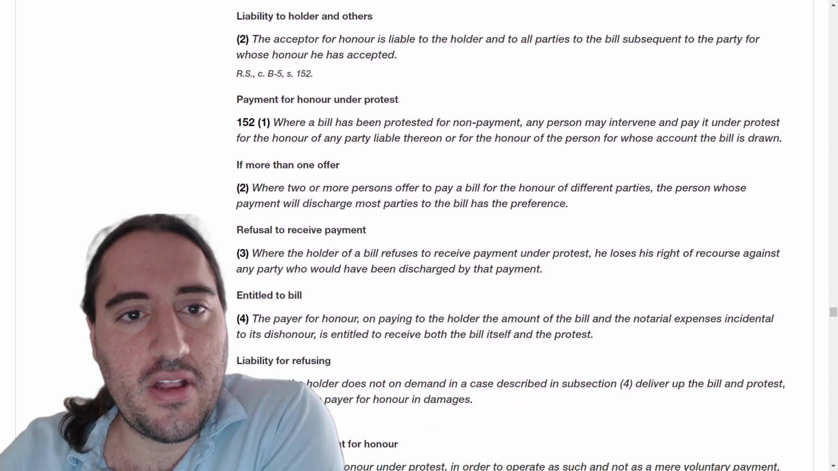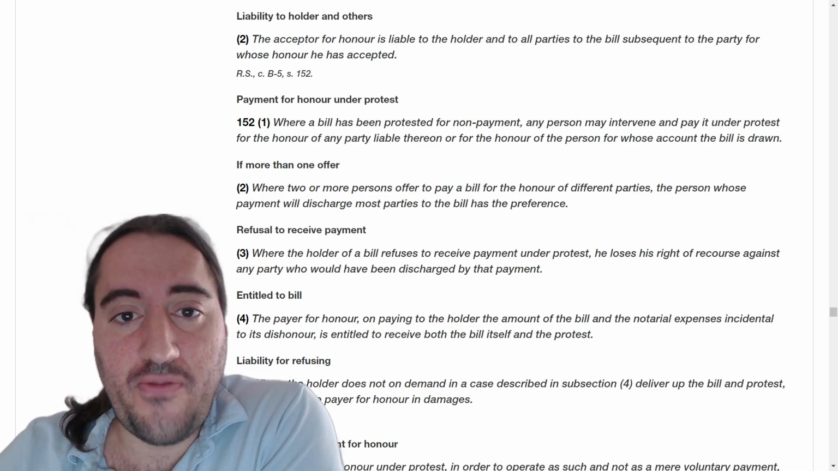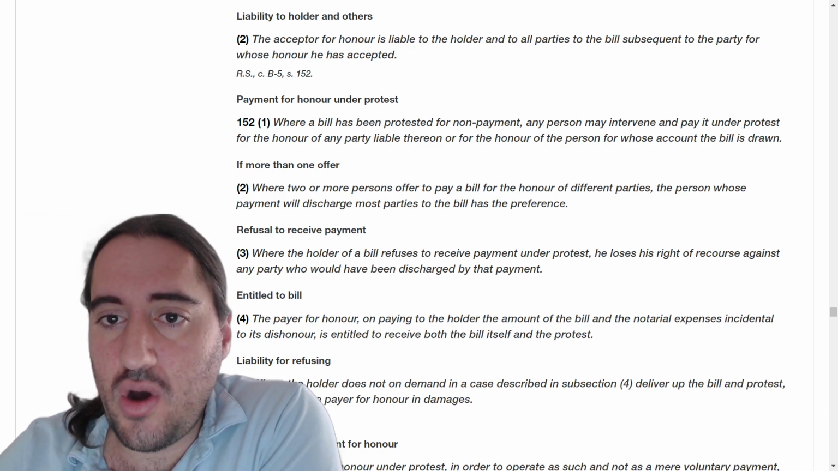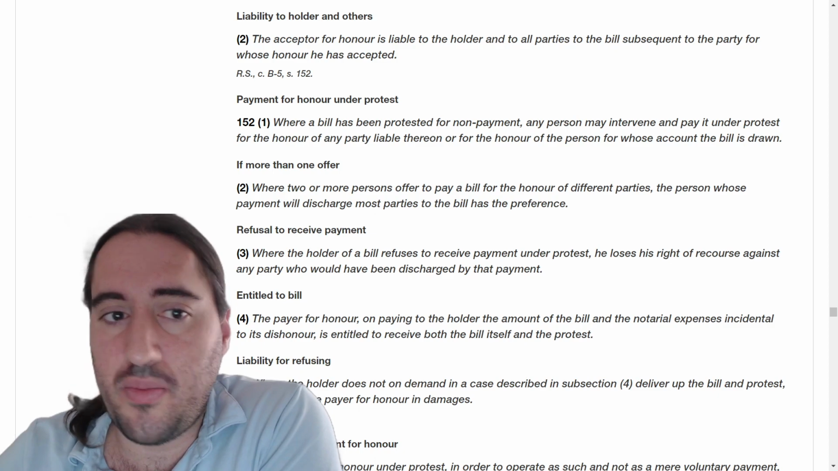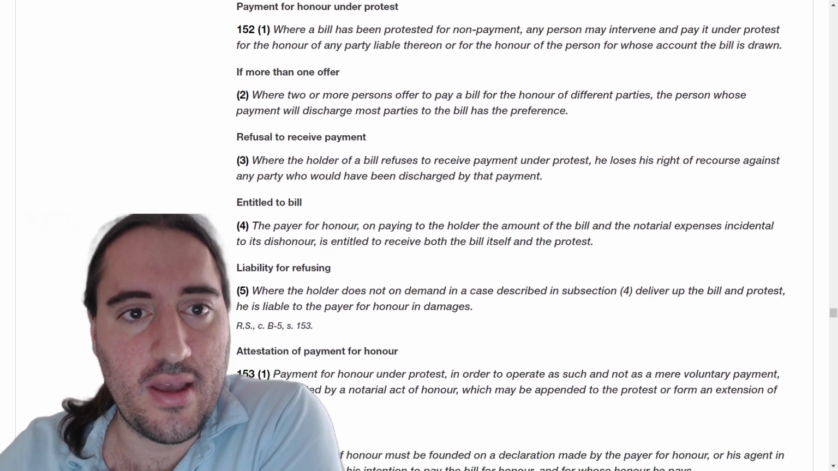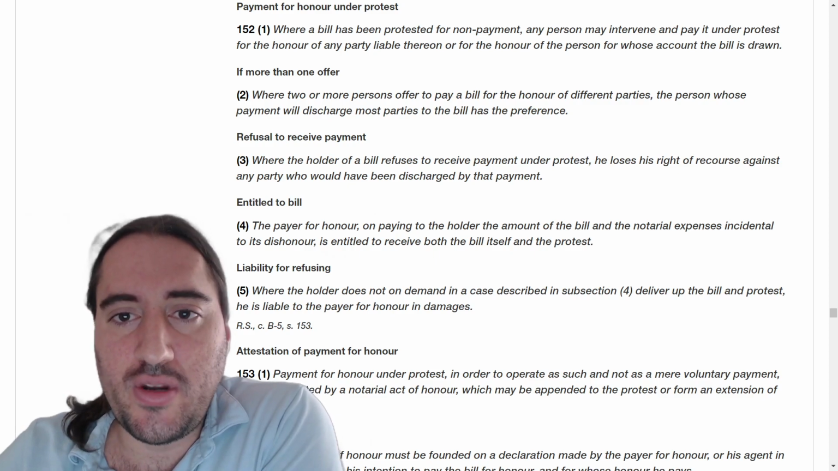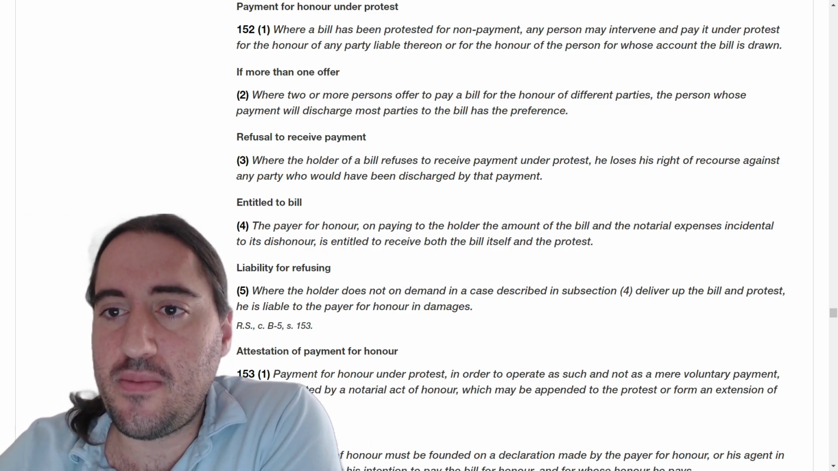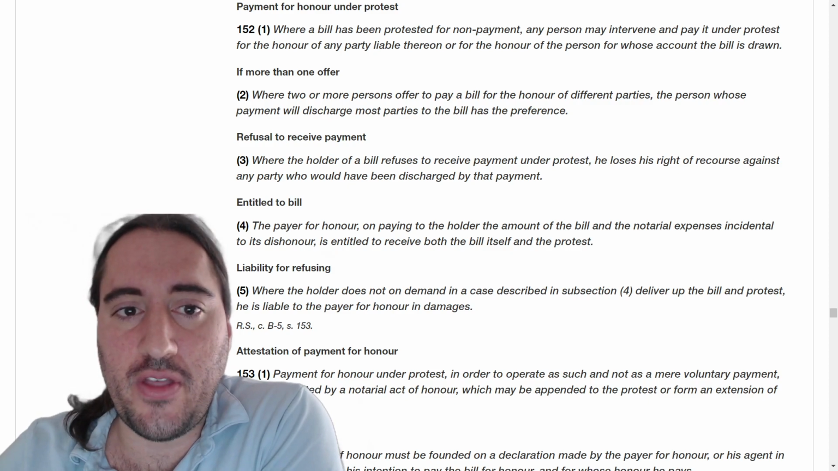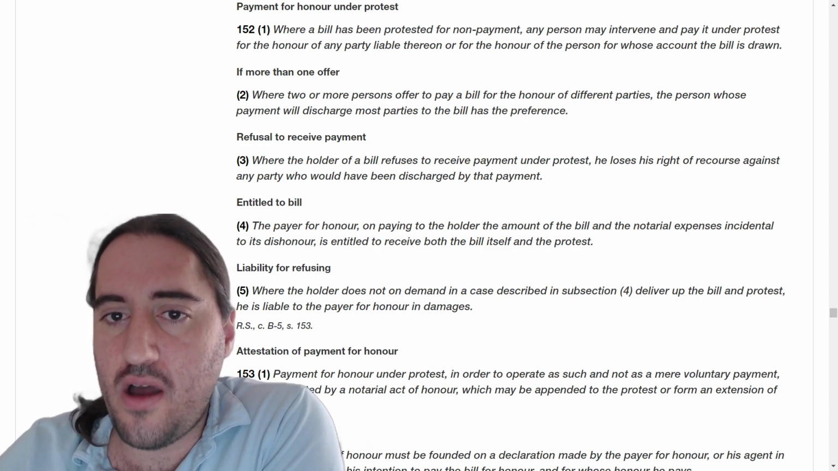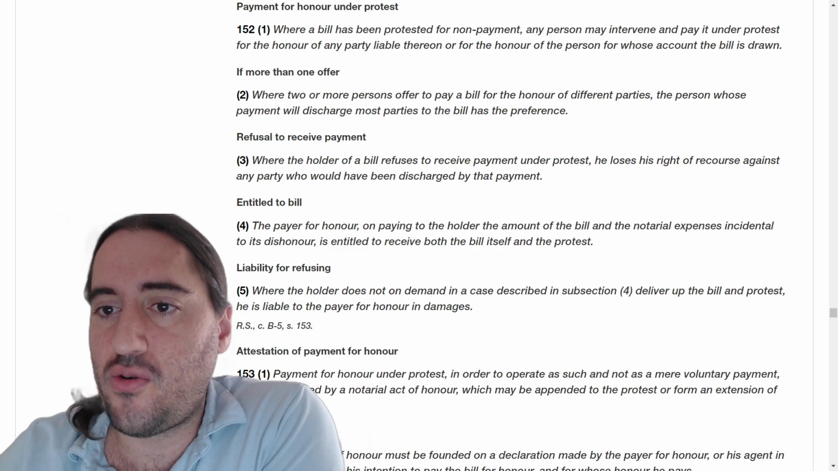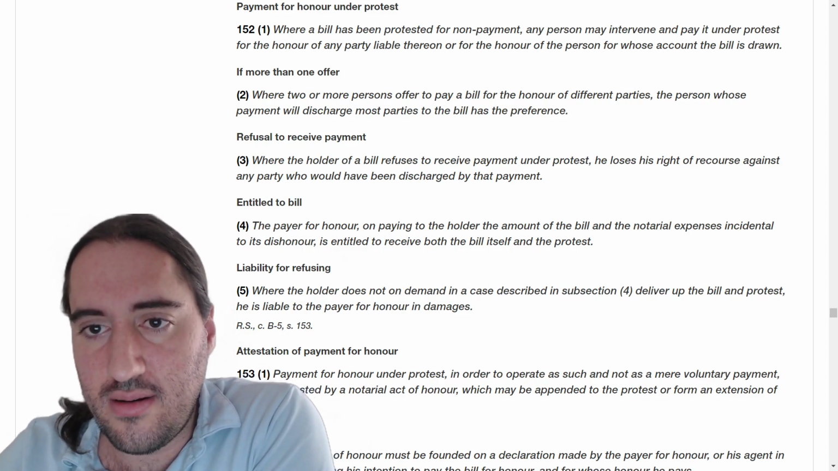Okay. Liability to holders and others. The acceptor for honor is liable to the holder and to all parties to the bill subsequent to the party for whose honor he has accepted. Payment for honor under protest. Where a bill has been protested for non-payment, any person may intervene and pay it under protest for the honor of any party liable thereon or for the honor of the person for whose account the bill is drawn.